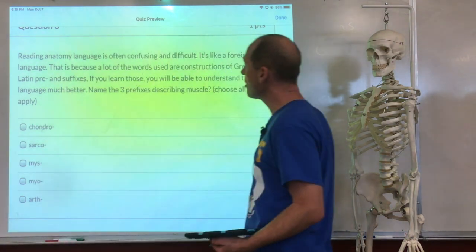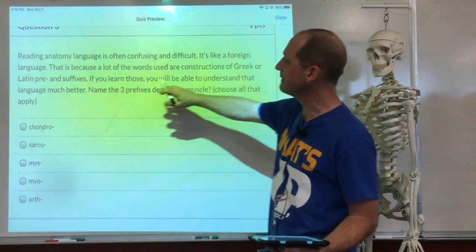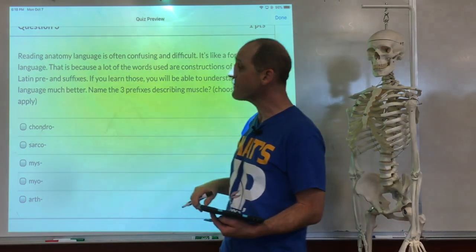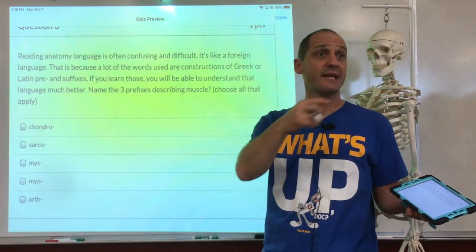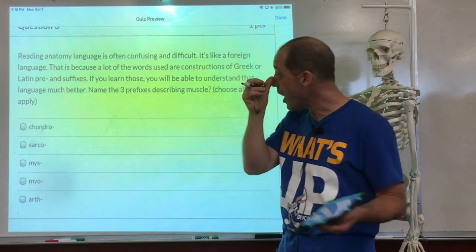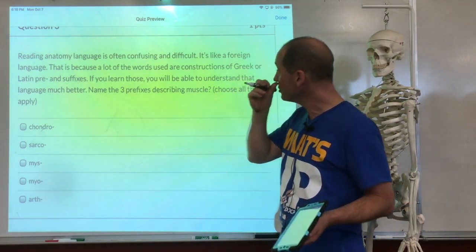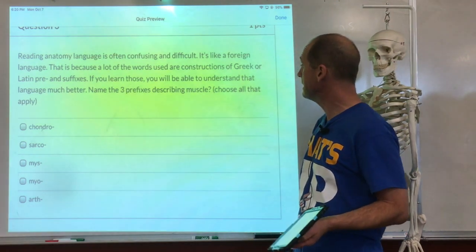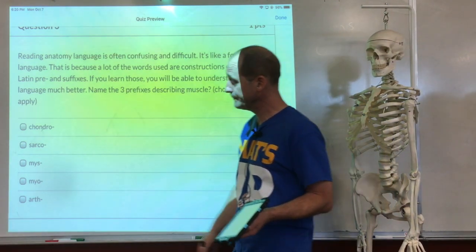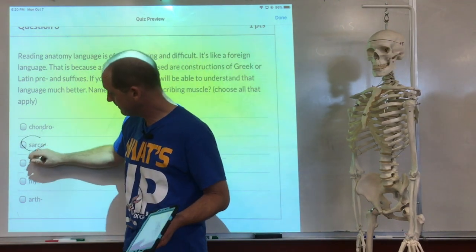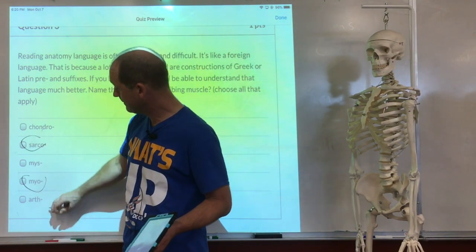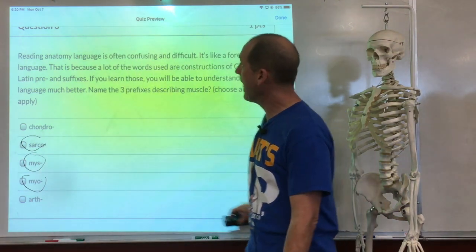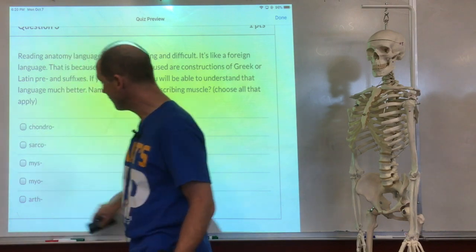Reading anatomy language is often confusing and difficult. It's like a foreign language. That is because a lot of the words used are constructed from Greek or Latin prefixes and suffixes. That's why I'm pointing these out as much as I can. If you learn what means what, you will be able to understand the language much better. Name the three prefixes that describe muscles. There you go. Good. That wasn't too difficult.